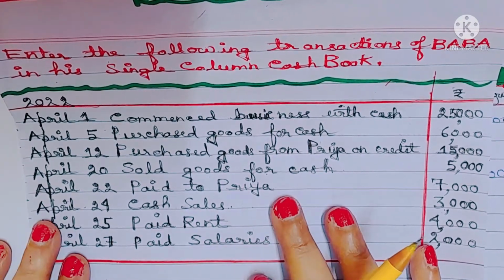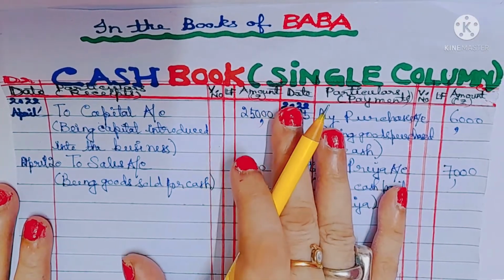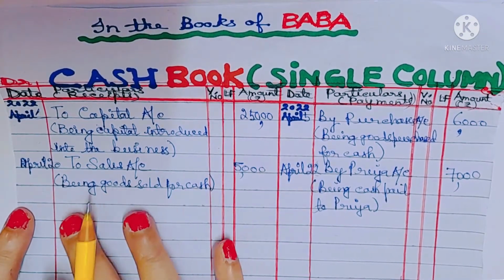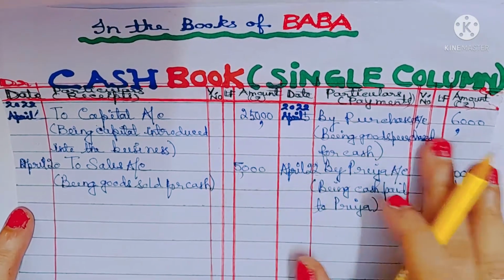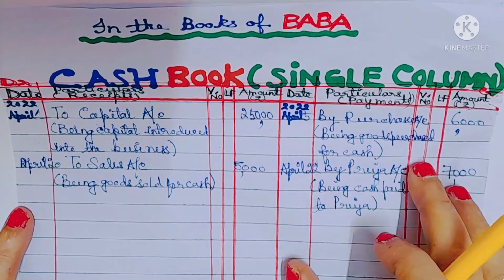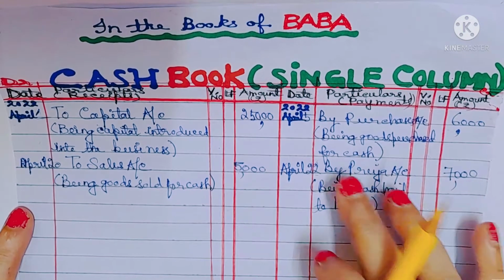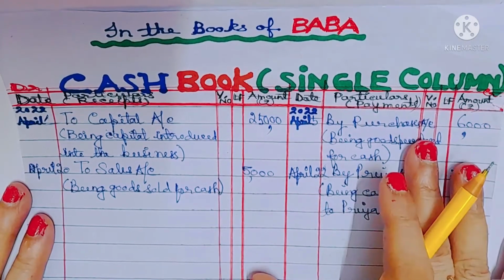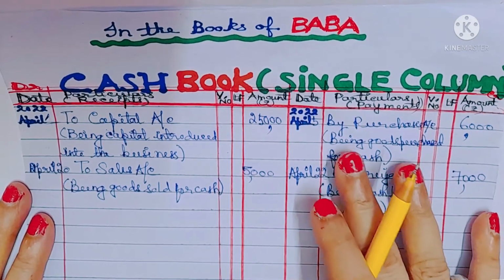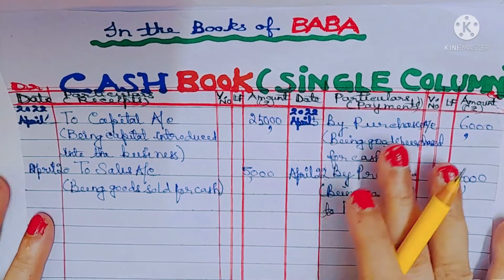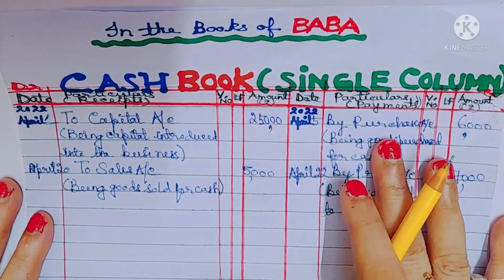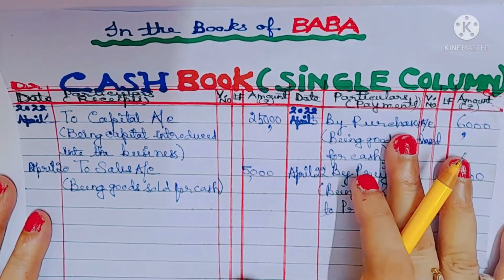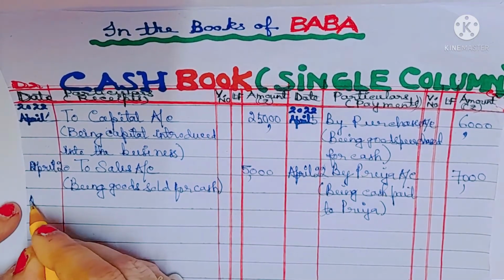Okay, so let's write. So cash book is merely a cash account. That is the reason when we are writing on the debit side, we are always starting with to, and when we are writing on the credit side, we are starting with by. Okay, and we'll have to balance it also because cash book is nothing but a ledger account. Actually, cash book serves the purpose of a journal as well as ledger. Okay, and that is the reason cash book is also known as journalized ledger.